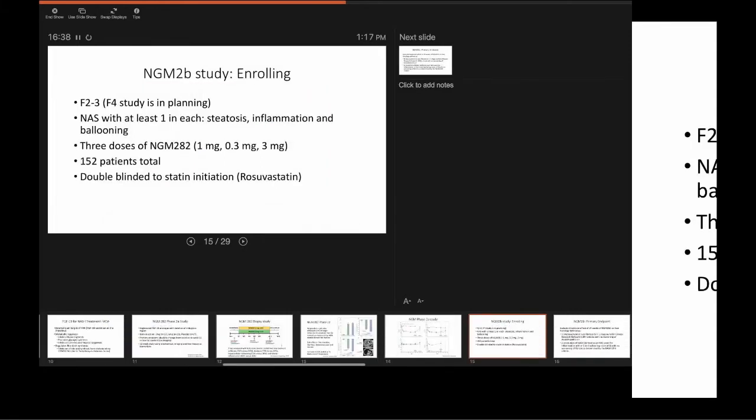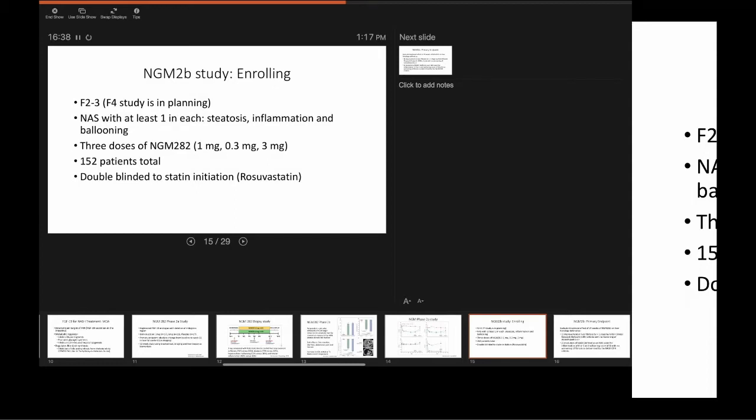And so now we're doing the 2B study. We're actively enrolling. This is for F2, F3. We just did the questionnaire. They are planning on doing this in cirrhosis, so we will have an F4 arm soon, which is great. And as Mina had alluded to, they have to have a score of at least 1 in each of these categories of steatosis, inflammation, and ballooning to have that gestalt of NASH, because that's really what they're looking for, NASH resolution. And so it's 3 doses, 1, 0.3, and 3 milligrams, 152 patients.